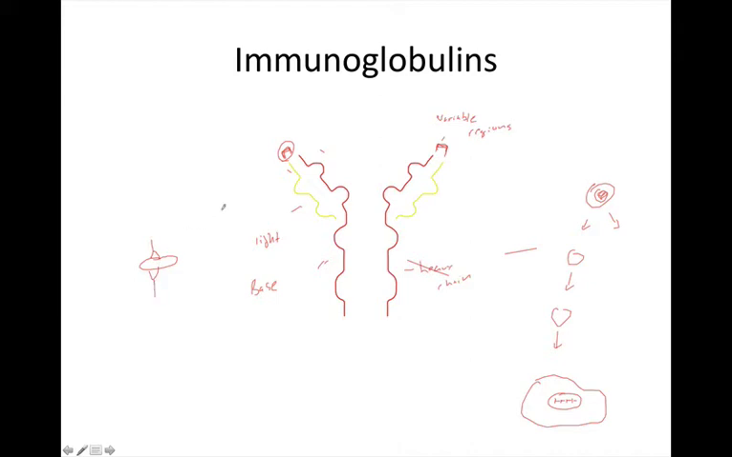Okay, so the variable region is what actually sticks to the antigen, and this part, the base of the heavy chain, protrudes away from the antigen. Now that's important because that relates to the functionality, which I'll talk about. Again, I'll go over those functions in a little bit. But that's your general structure of an antibody.